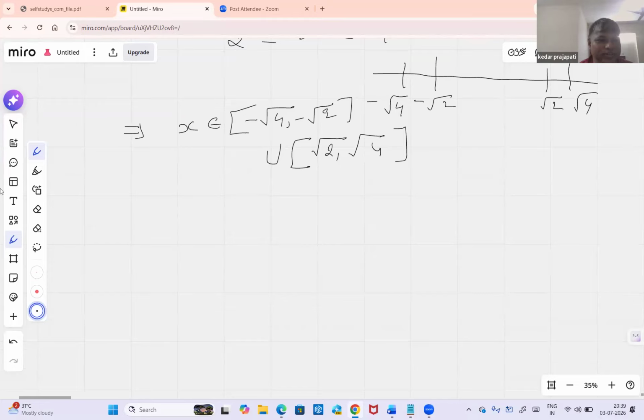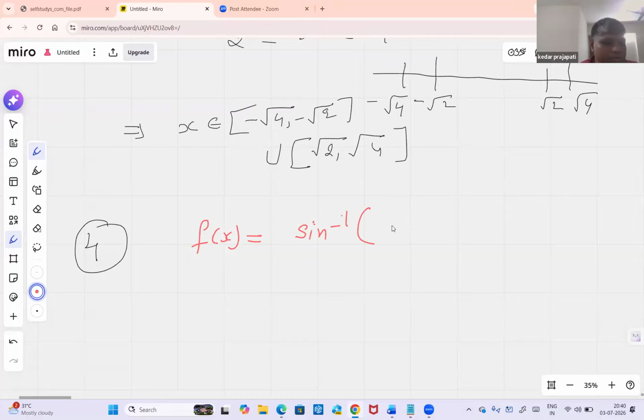So 3 questions. Many students get confused. Okay. Now f of x is given. These all are CBSE questions, beta. Please practice them. f(x) = sine inverse of (2x square minus 3). Okay. Find the domain.